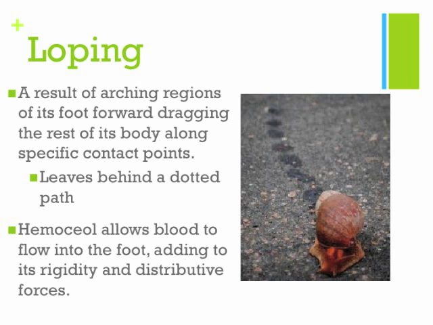In the loping mechanism of movement, a snail moves by arching regions of the sole forward and dragging the rest of its body along over specific contact points. This leaves a dotted path of mucus as compared to the continuous path left by crawling, because crawling involves a continuous swath of mucus contact with the substrate, while loping involves only discrete points of contact. The hemoceol contributes to this by adding to the rigidity of the foot when it is in contact with the ground. As the snail moves, blood flows into the arteries and veins of the foot, supplying the muscles with oxygen and nutrients, which also increases the turgor of the foot, helping it distribute forces.